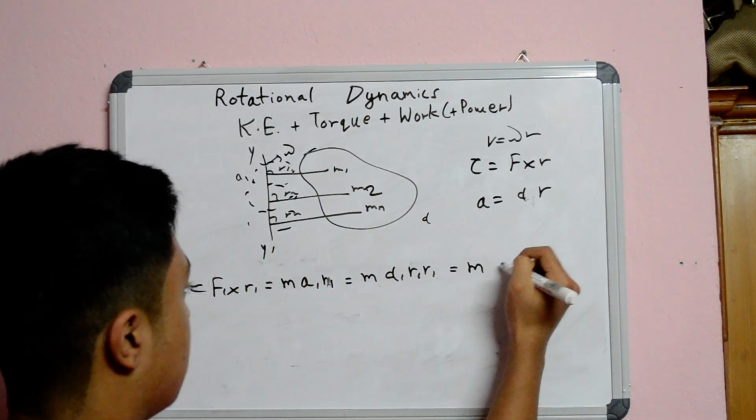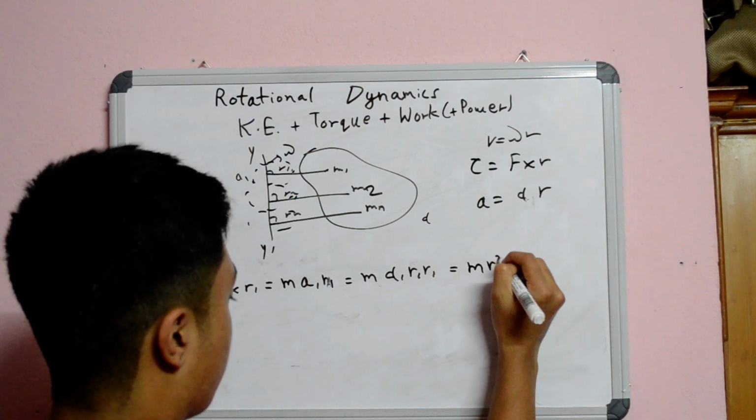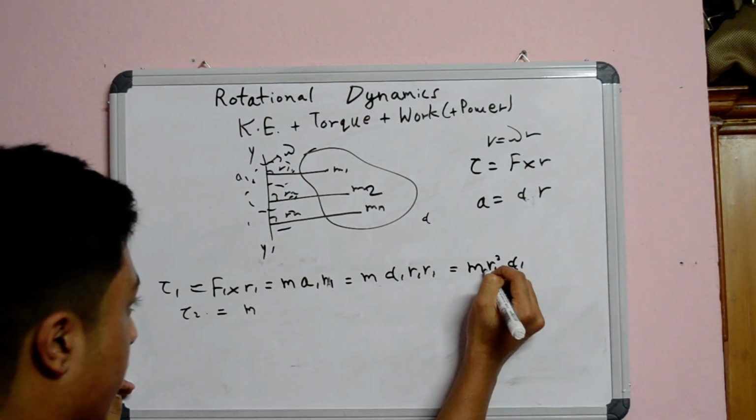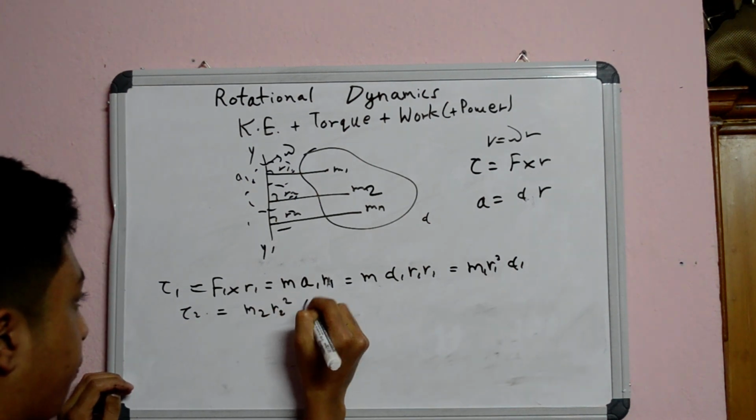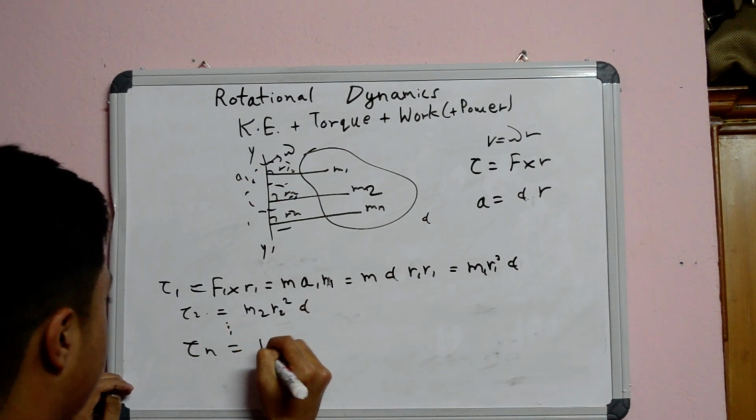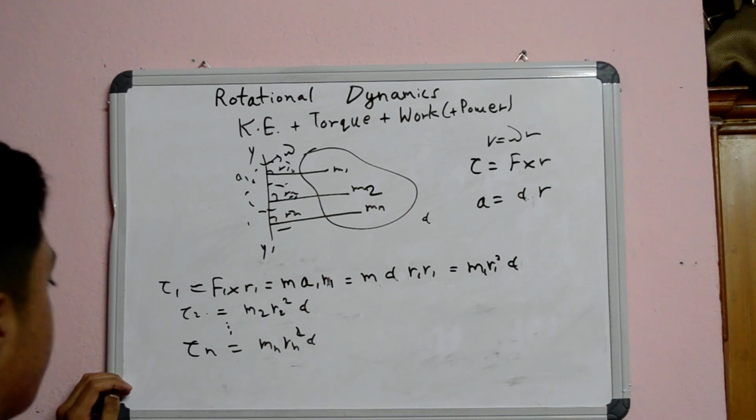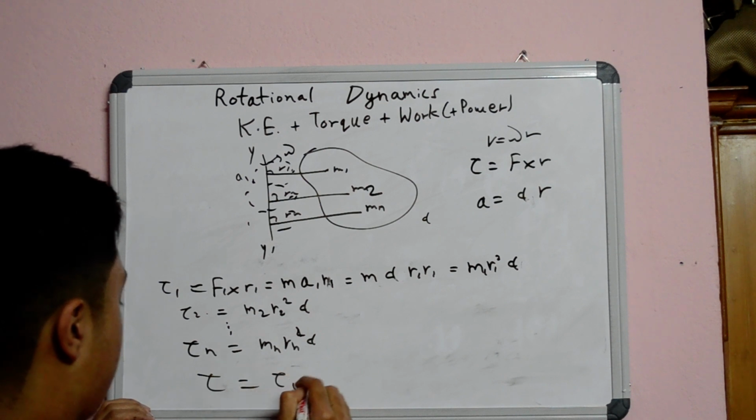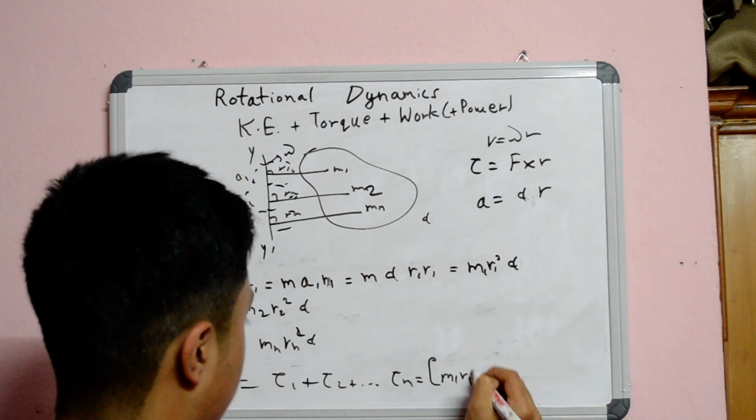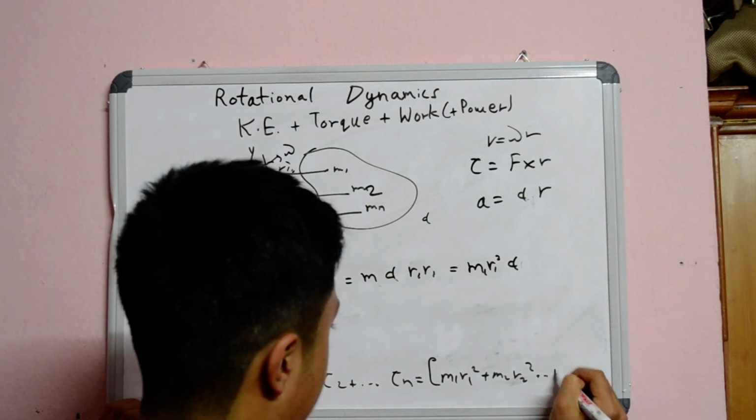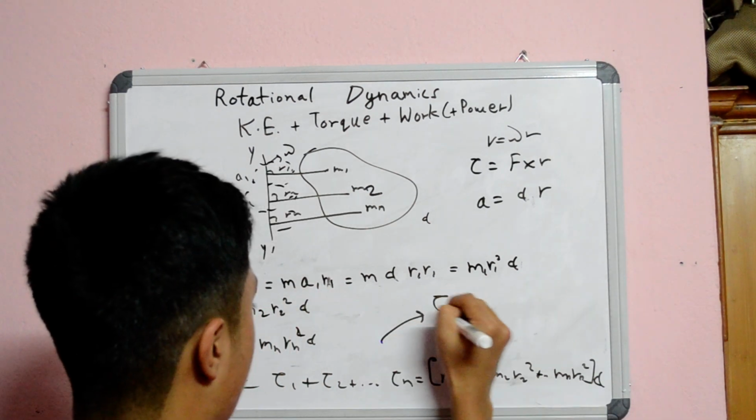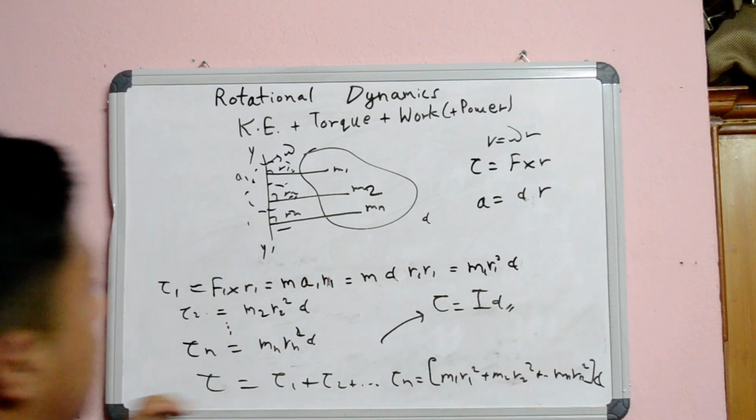So this becomes m1 r1 square into alpha, and similarly for the second particle. Sorry, this should be just alpha, and so on for n number of particles, mn rn square alpha. And here again the total tau is equal to tau 1 plus tau 2 plus tau n, which I'll take as m1 r1 square plus m2 r2 square plus mn rn square into alpha, which gives tau equals I alpha, which is our required expression.